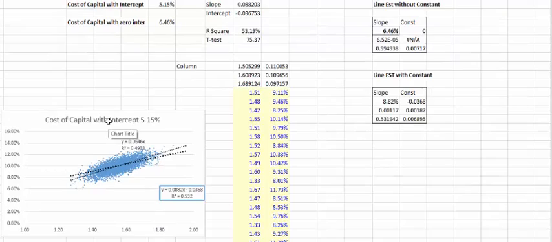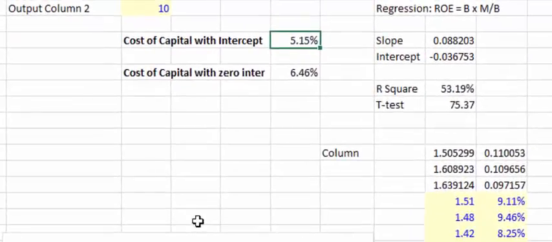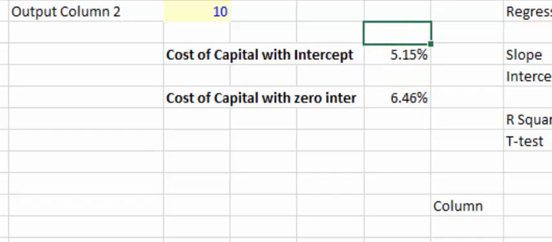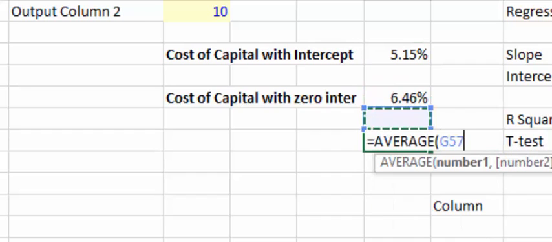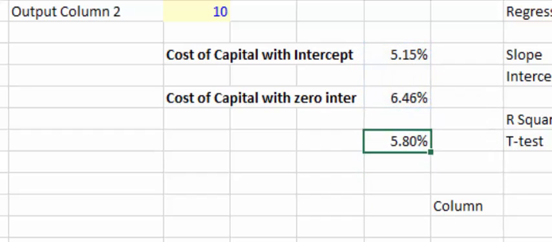So in this case, our true cost of capital was 6, and it made a bad estimate on both sides. With the intercept was a little low. Without the intercept, with a 0 intercept, was a little high. But kind of in between, if we take an average, we're getting, oh, it's a touch low when we do that. Okay, I'm not trying to argue for one or the other, anything else.